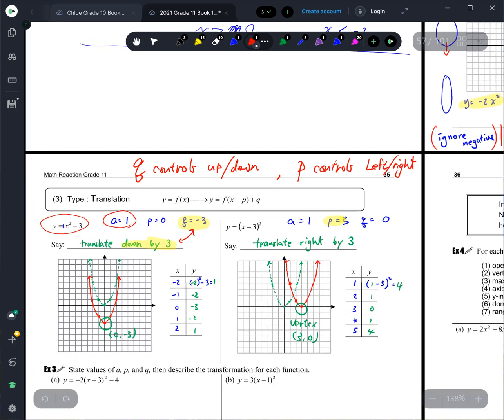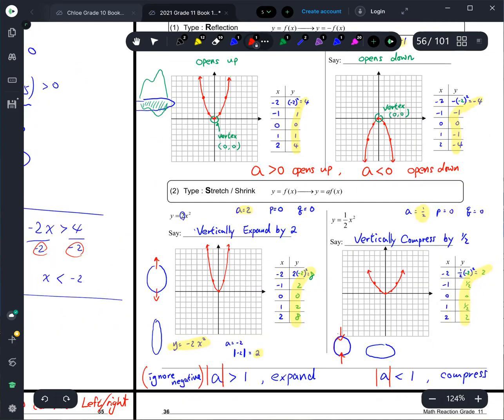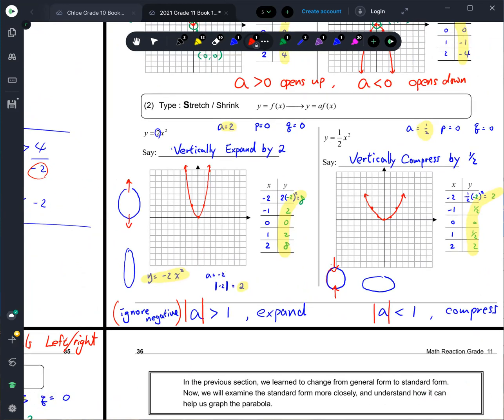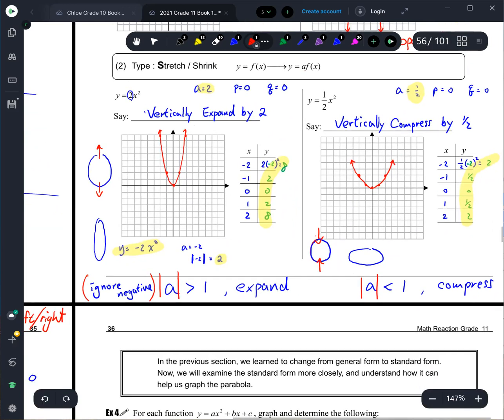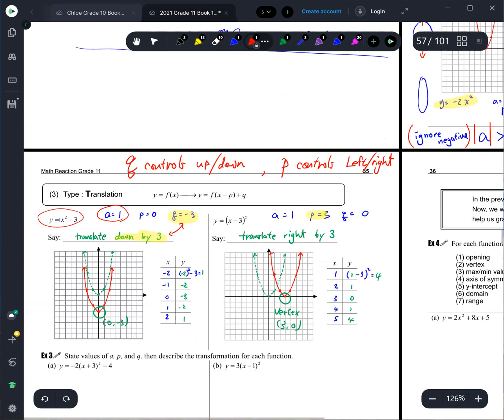Okay, so just quickly review. We have A positive, A negative, right? Tells you open up and down. Ignore negative if absolute value of A greater than 1, absolute value of A less than 1. And then the Q for up and down, P for left and right.